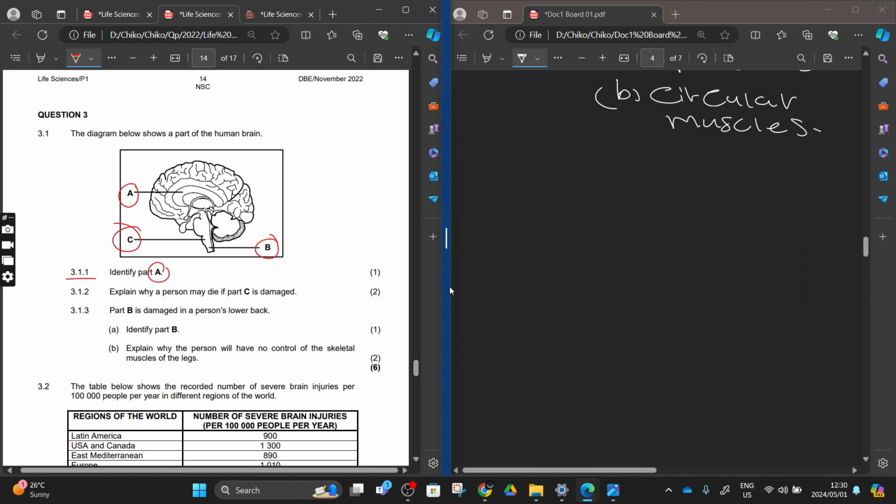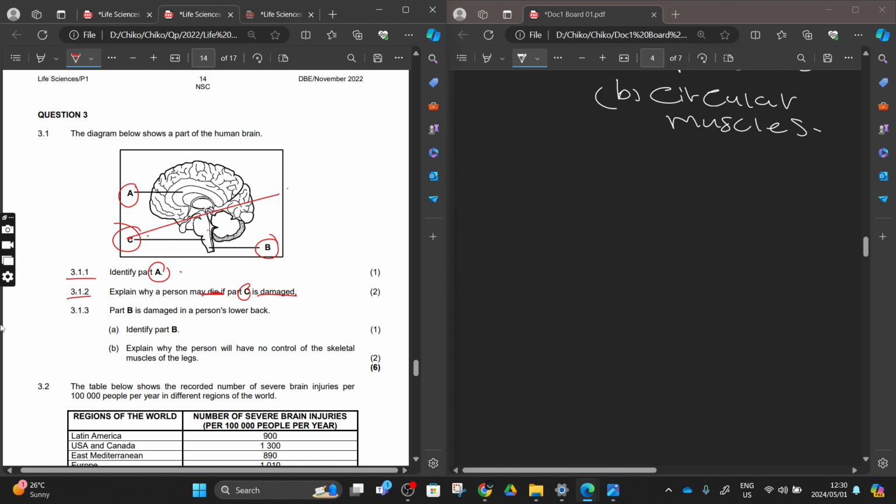Example here, identify part A: corpus callosum. 3.1.2, explain why a person may die if part C is damaged. Part C, medulla oblongata. What is being controlled in the medulla oblongata? Breathing and heartbeat. So there's a possibility of you dying if this part is damaged, because this part controls the vital systems in our body. It controls very important functions in our body, heartbeat and breathing. So if it gets damaged, your breathing will be affected, and then the person will die, right?